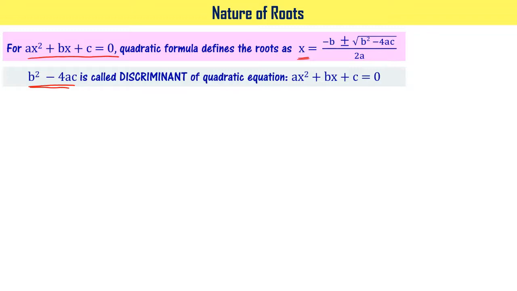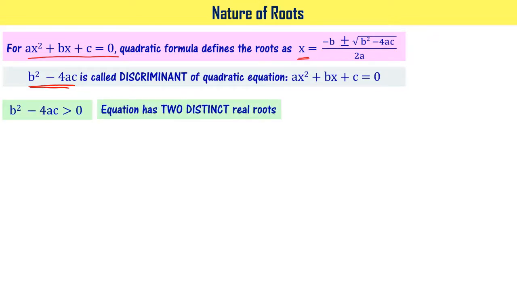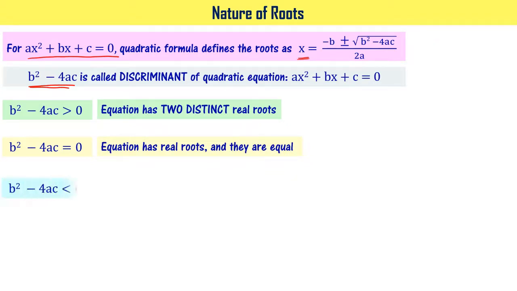Now let's quickly recall what happens to the roots when b square minus 4ac is greater than 0. When b square minus 4ac is greater than 0, the equation is going to have two distinct real roots. It means equation will have two real roots and their values are different. When b square minus 4ac is equal to 0, the equation will have real roots, but they are equal in their value. When b square minus 4ac is less than 0, we learned that equation has no real roots.